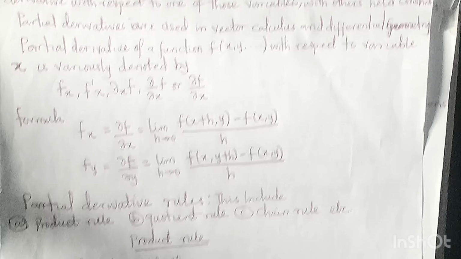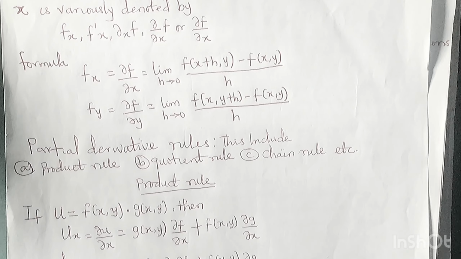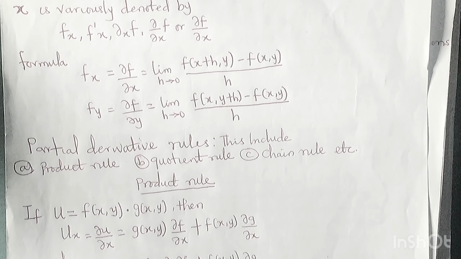So we go on to partial derivative rules, just like the same thing we do in our differentiation. Under differentiation, we have the chain rule, the product rule, the quotient rule, the logarithmic rule, and so many other rules. The same thing applies to this. So we have different rules under partial derivative also, and that's what we are going to study today.